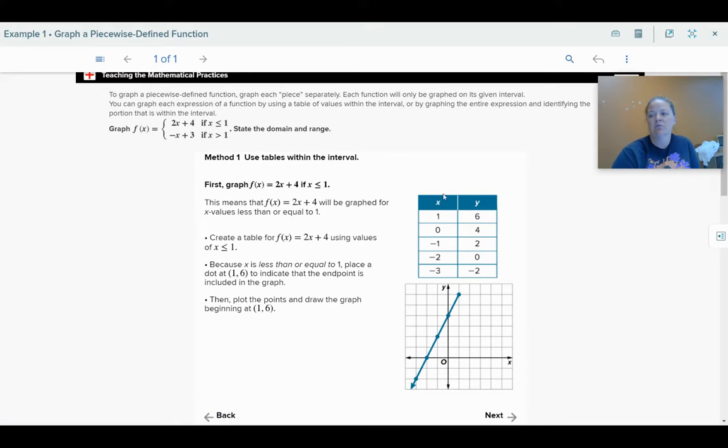So we're going to make a table, and that means that we're only going to be looking at values of x less than or equal to 1. So 1, 0, negative 1, negative 2, negative 3, etc. 1 and smaller. So we create that table, and we plug in 1 for x, solve it, get 6, put in 0, get 4, etc. And then we plot those points onto our graph, and we create our line.